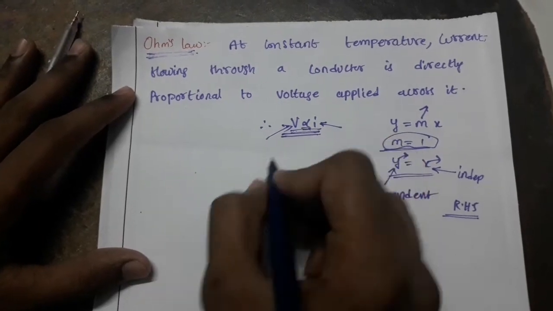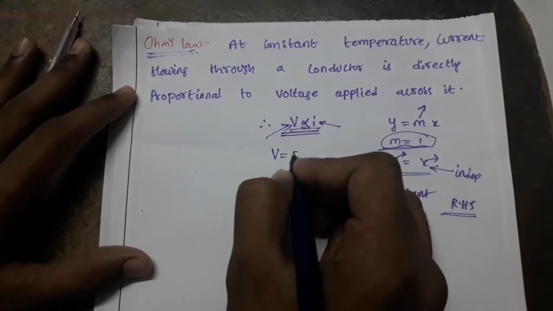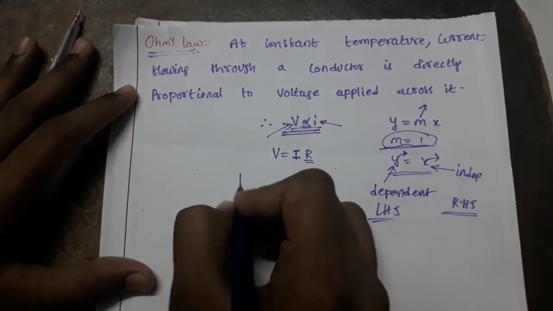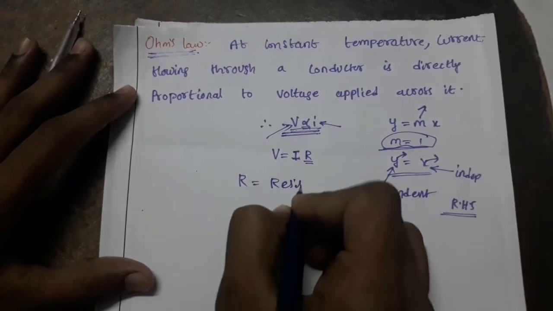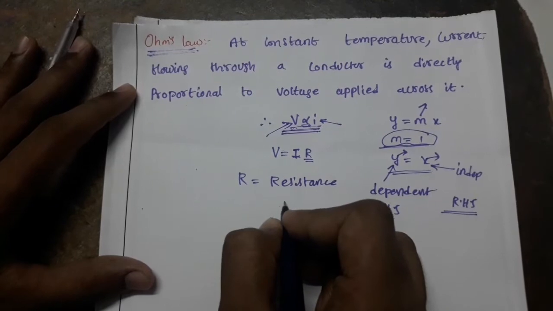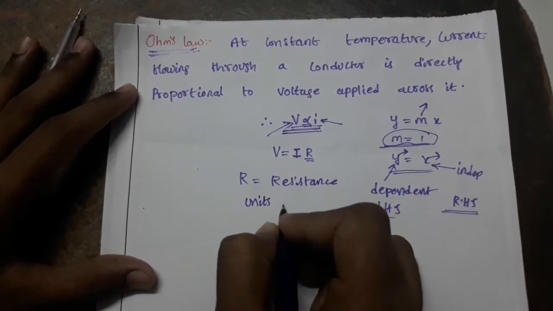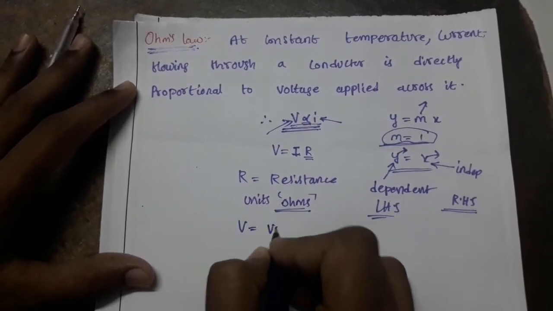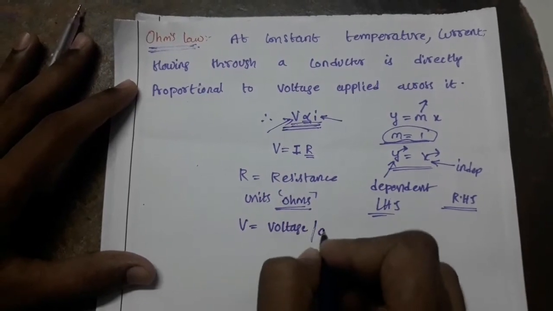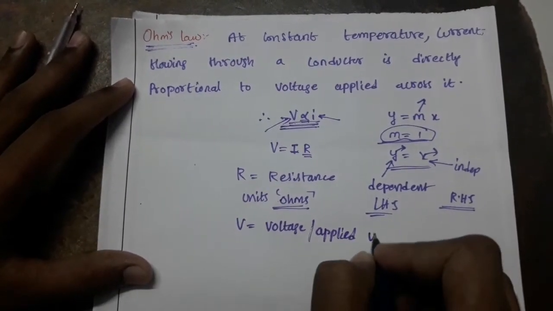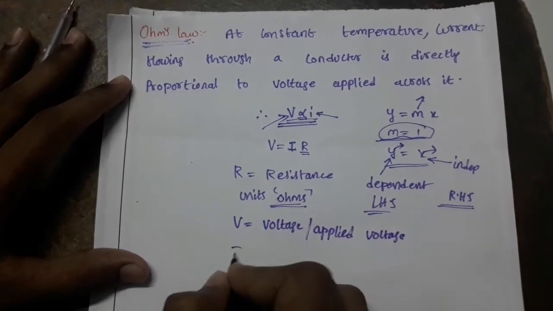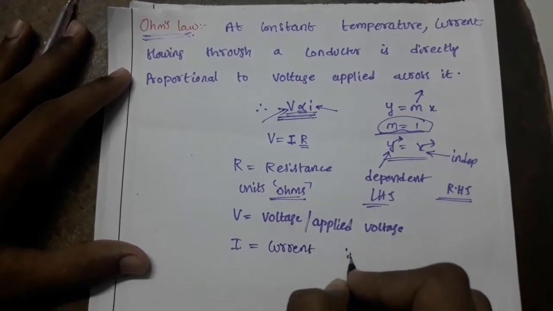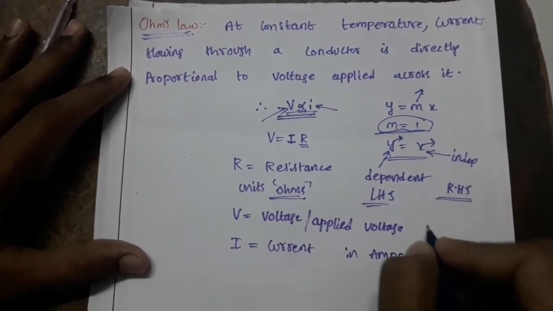By taking the proportionality, we get V equals I into R, where R is the proportionality constant, resistance. R is resistance, measured in ohms. Where V is the voltage or applied voltage across it, I is the current in amps, and V is in volts.